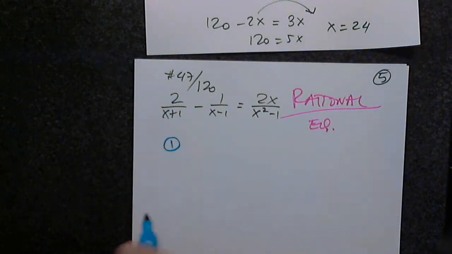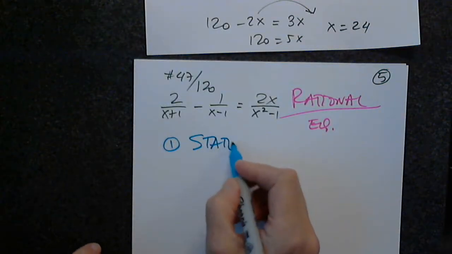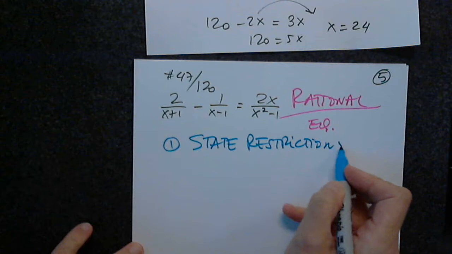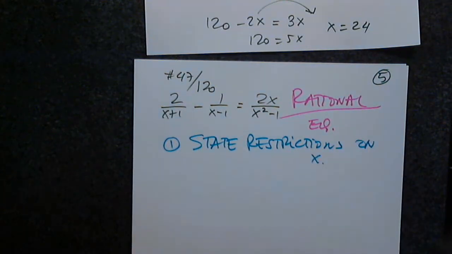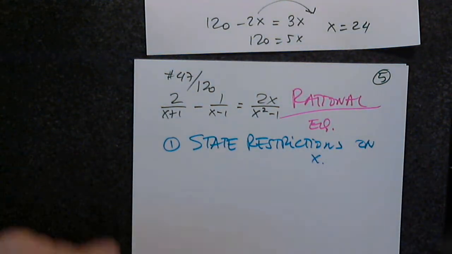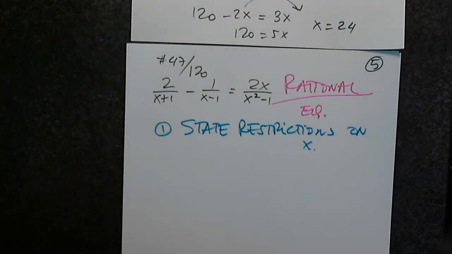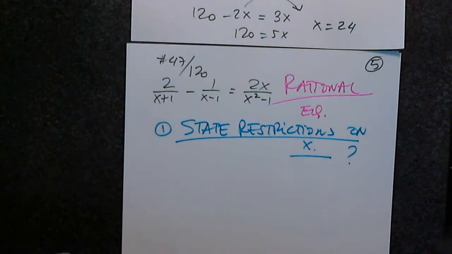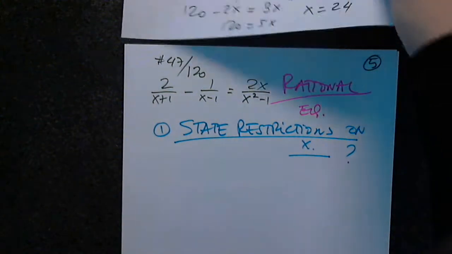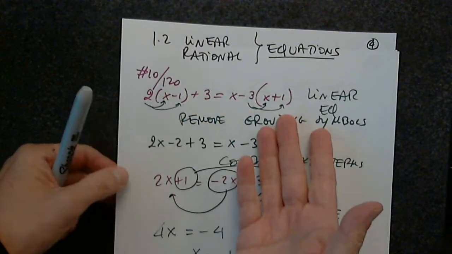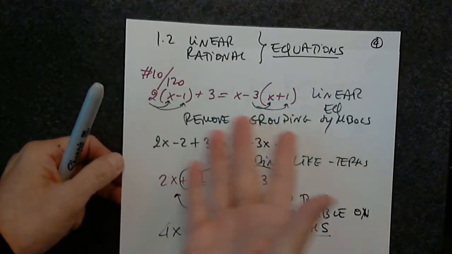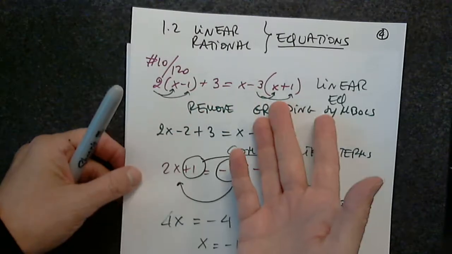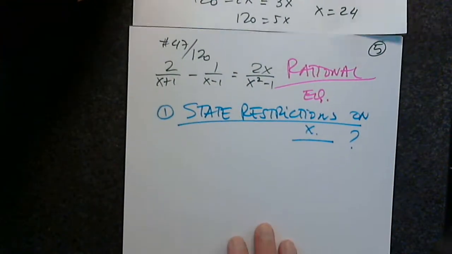Our first step is state restrictions on x or the variable. If the variable is y, then it's going to be on y. If the variable is b, then it's going to be on b. What does this mean? It's whatever makes the denominator 0. Excellent. How come that we did not discuss this here? How come that we didn't state restrictions for x? There is no denominator. There is no danger here. Excellent. Very good. Well done.